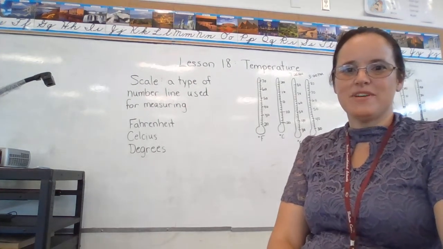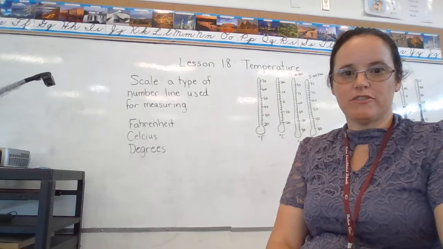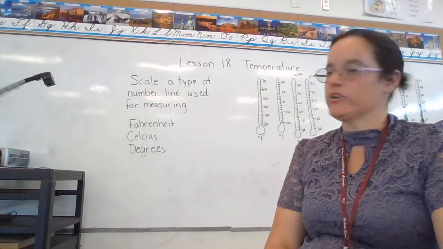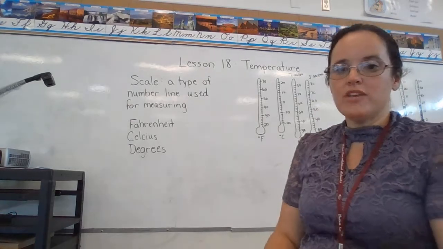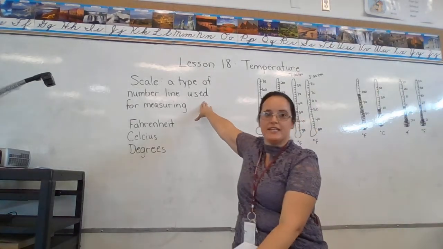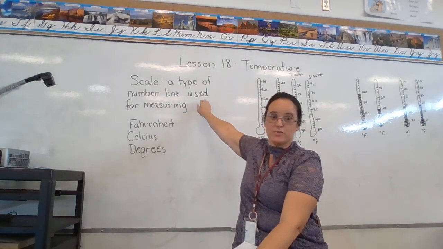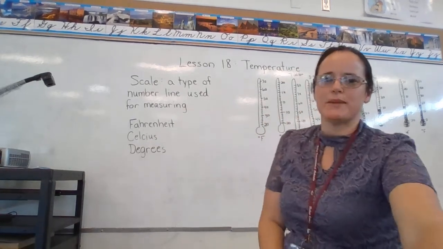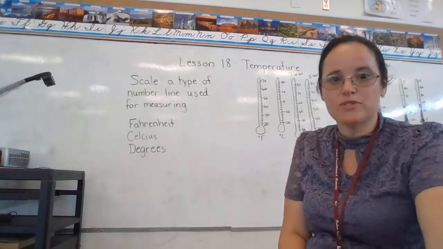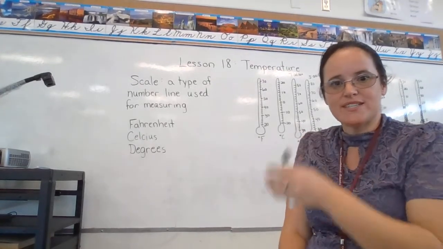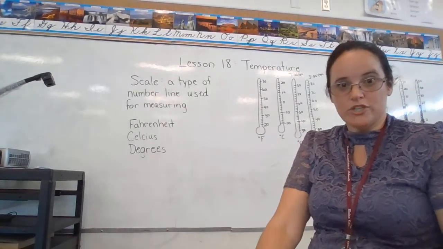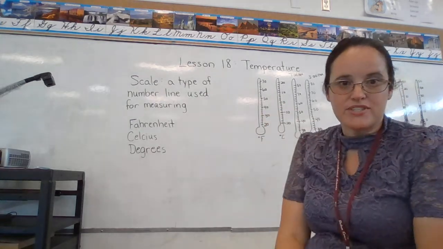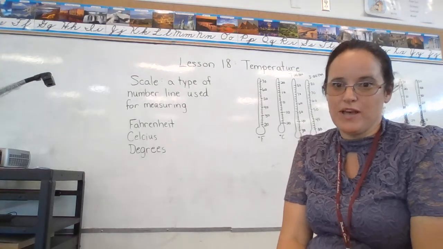Hi class, today we are on lesson 18 of your book for Saxon Math, and today's lesson is on temperature. So we have one new word for you to put in your math dictionaries, which is scale. A scale is basically just a special type of number line that we use for measuring. The notches and the numbers that you read on a ruler are a scale, and the notches that we're going to read on our thermometers today are scales as well.